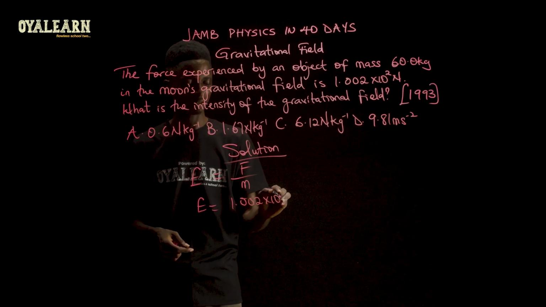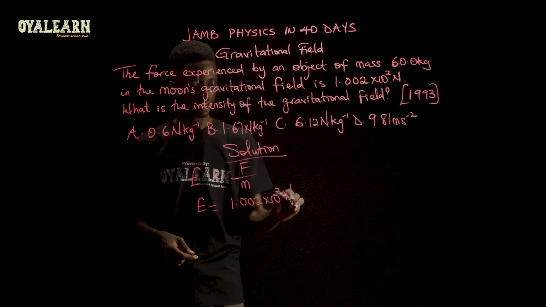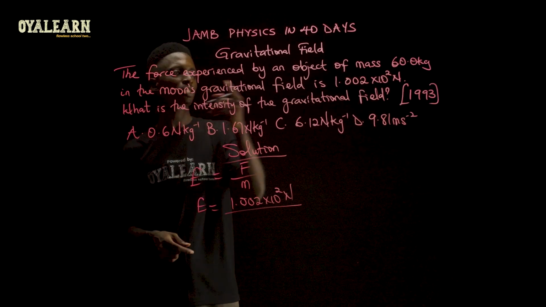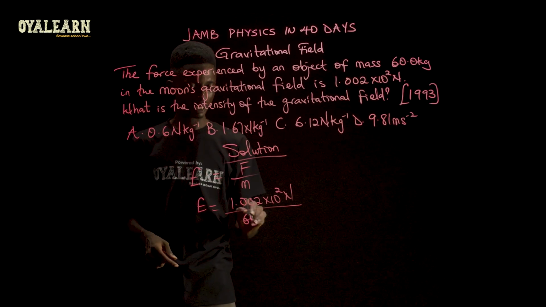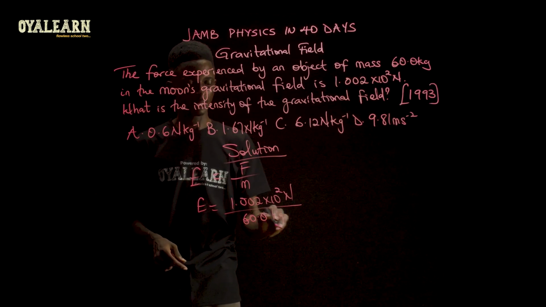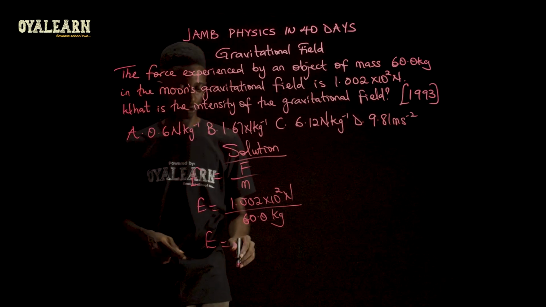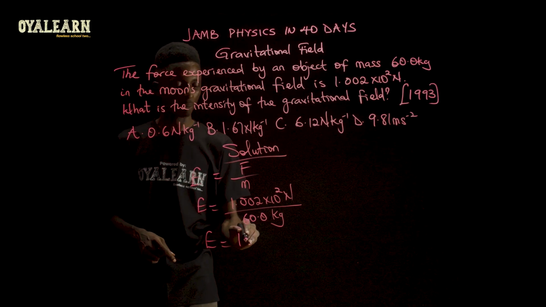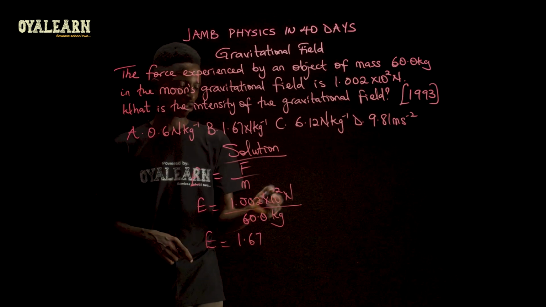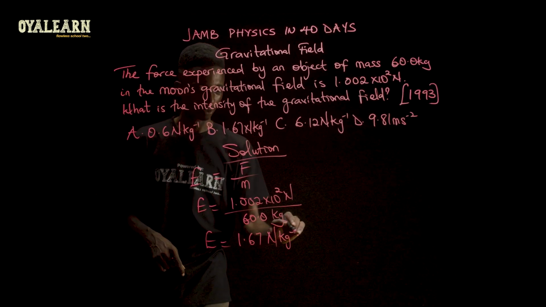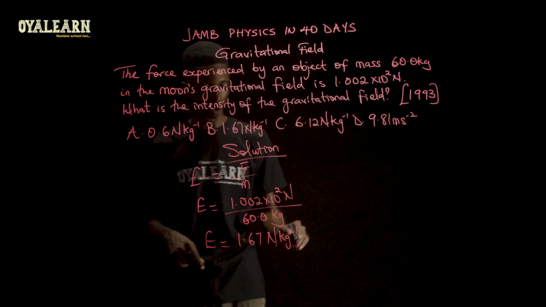So applying this, we can then say E equals F, which is given as 1.002 times 10 raised to power 2 newtons, all divided by m, the mass of the object, which is 60.0 kilograms. So all we have to do is compute this, and this is going to give us 1.67. And the unit is newton per kilogram. So the correct option is option B.